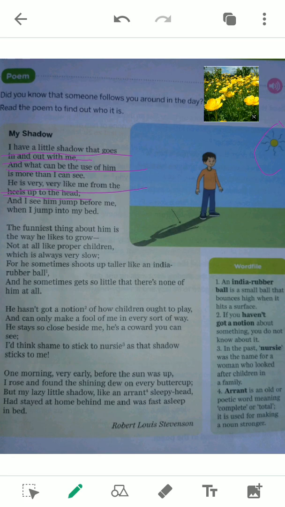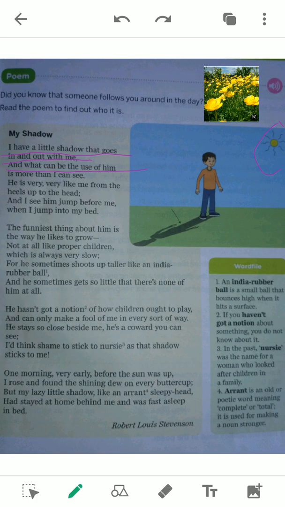He is very like me. That means he is similar. He is identical with me from heel to the head. That means from leg to his head, the shadow is totally identical. Why will it not be identical? Because it is the shadow of the child.